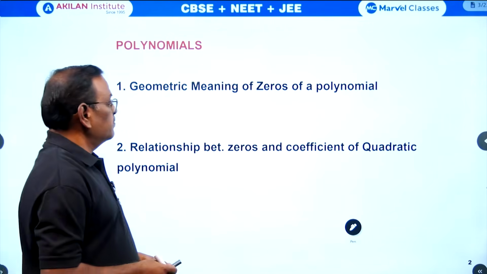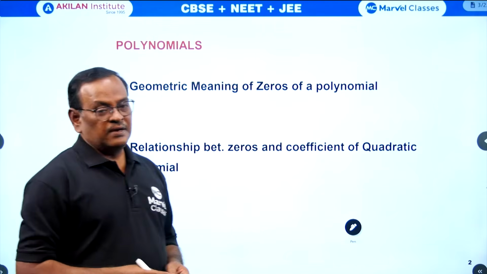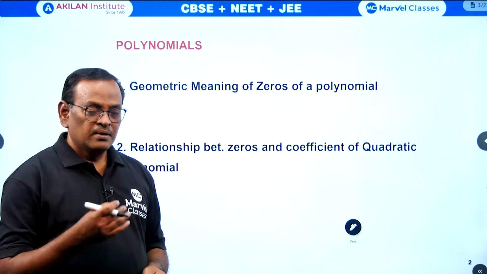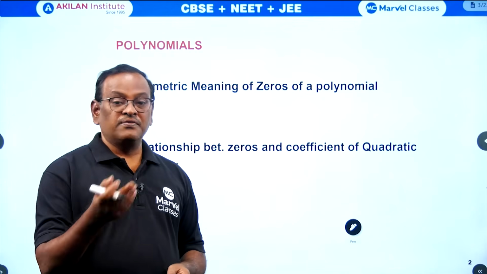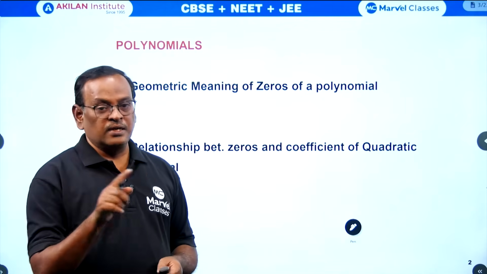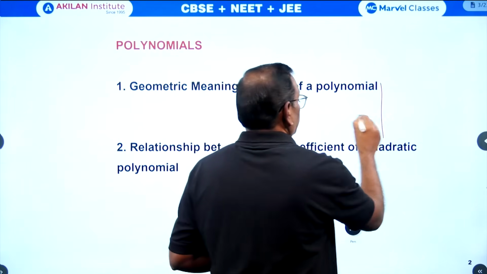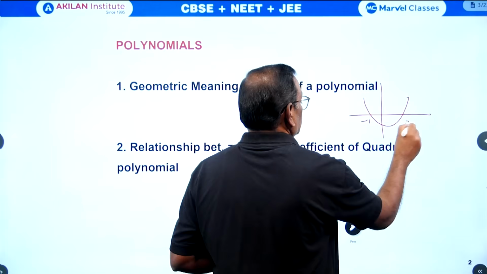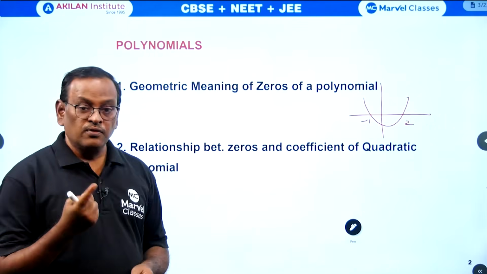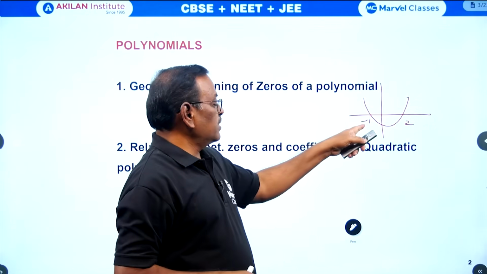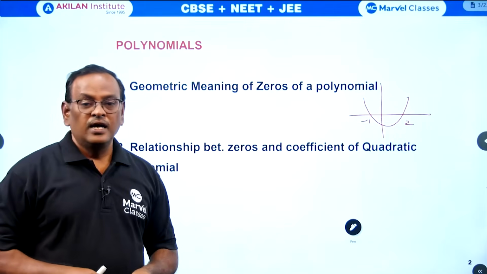Now second chapter, polynomials. Geometric meaning of zeros of a polynomial. If a graph is given, how many zeros are there? But a little bit tough: if a graph is given, find the zeros, not the number of zeros. So based on this, for example, this is a graph. Here minus 1, 2. How many zeros? 2. Find the zeros means the zeros are minus 1 and 2.